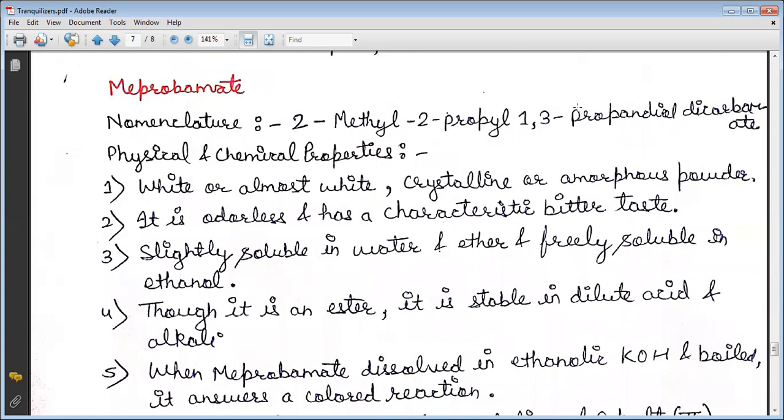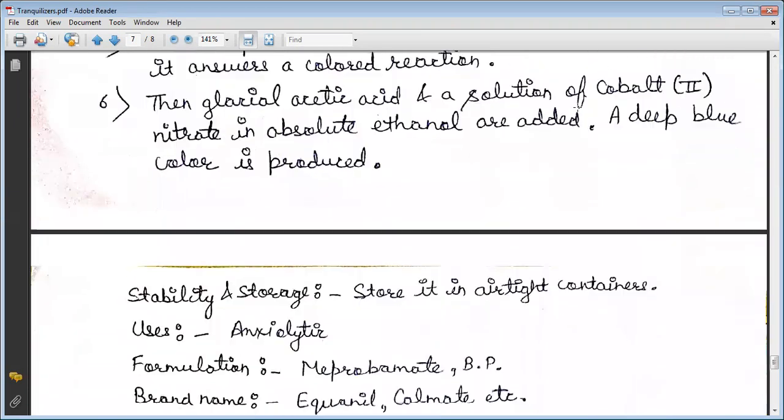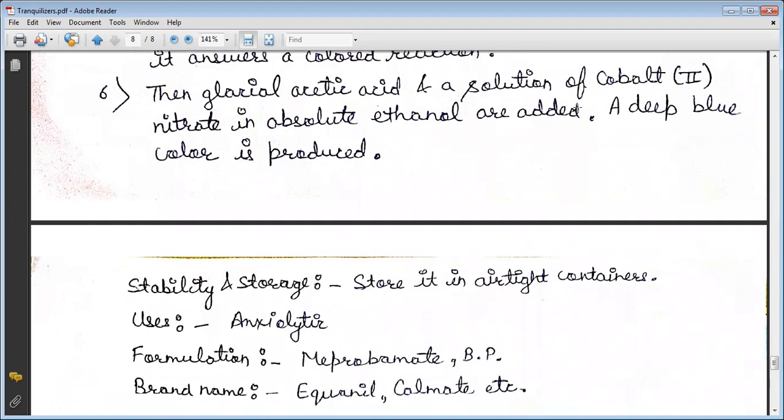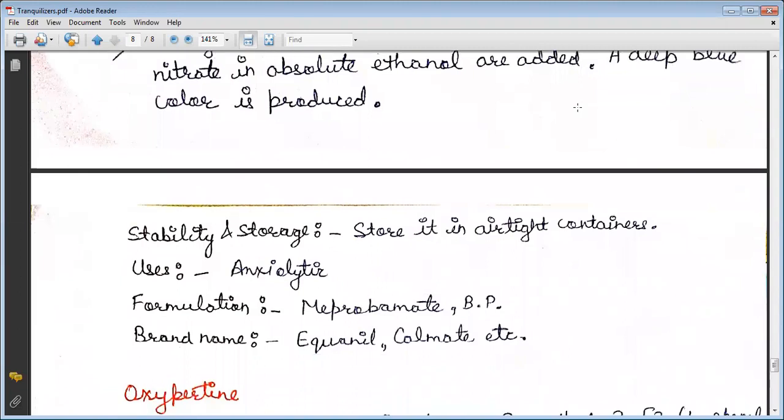When meprobamate is dissolved in ethanolic KOH and boiled, it gives a colored reaction. Then glacial acetic acid and a solution of cobalt(II) nitrate in absolute alcohol are added. A deep blue color is produced. It is stored in airtight container. It is being used as anxiolytic. Formulation available is meprobamate. The brand names are Equanil and Calmate.